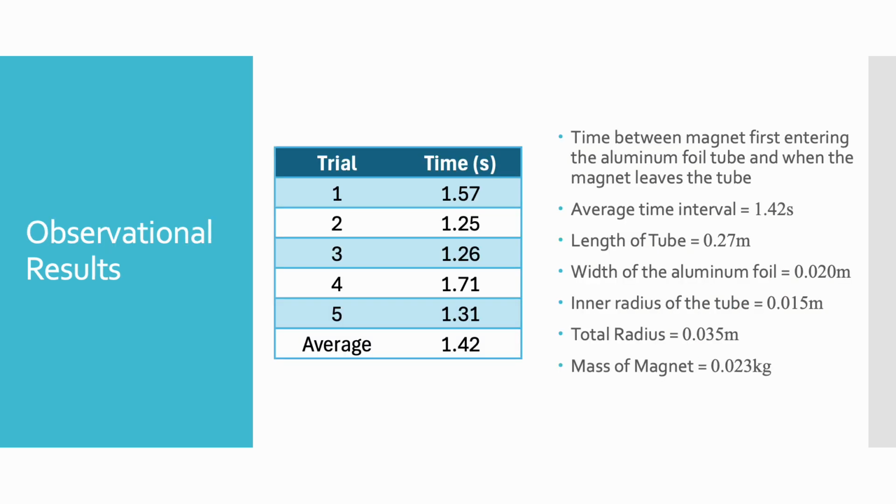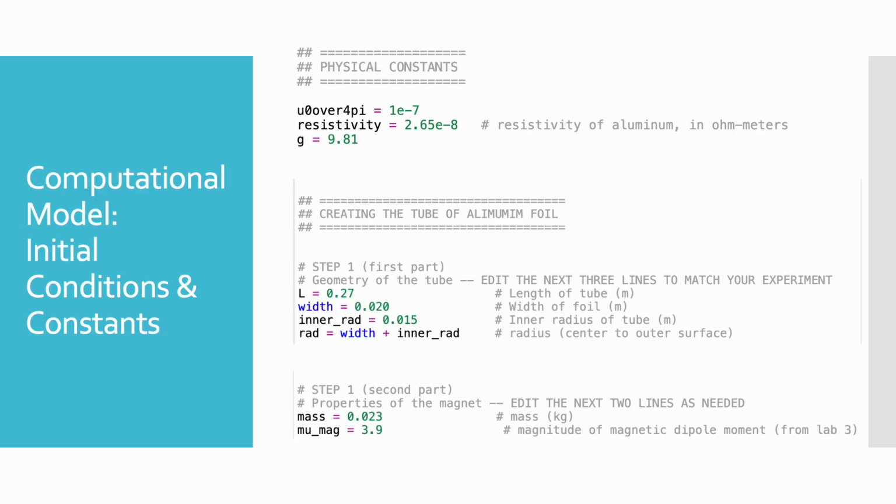So for the observational results, you can see to the right, the average time was 1.42 seconds. The length of the tube was 0.27 meters. The width of the tube was 0.02 meters. The inner radius was 0.15 meters. The total radius is those two added up. The mass of the magnet was 0.023 kilograms.